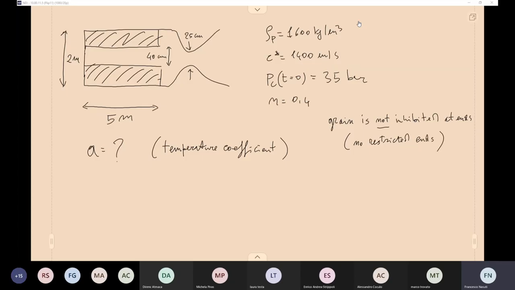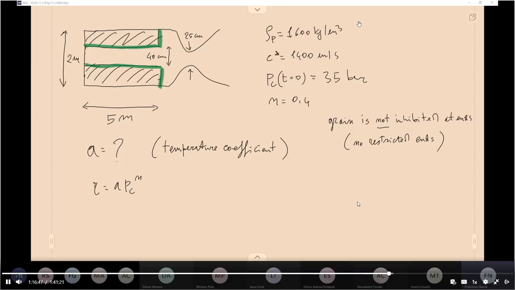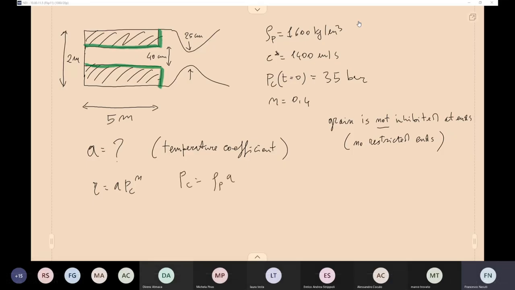So you have to consider that the burning surface, this one, because you have no inhibitors. So what you have to do? Just use the Saint-Robert law for the burning rate and the fact that you will recall that Vc is equal to rho p A C star K 1 over 1 minus N.